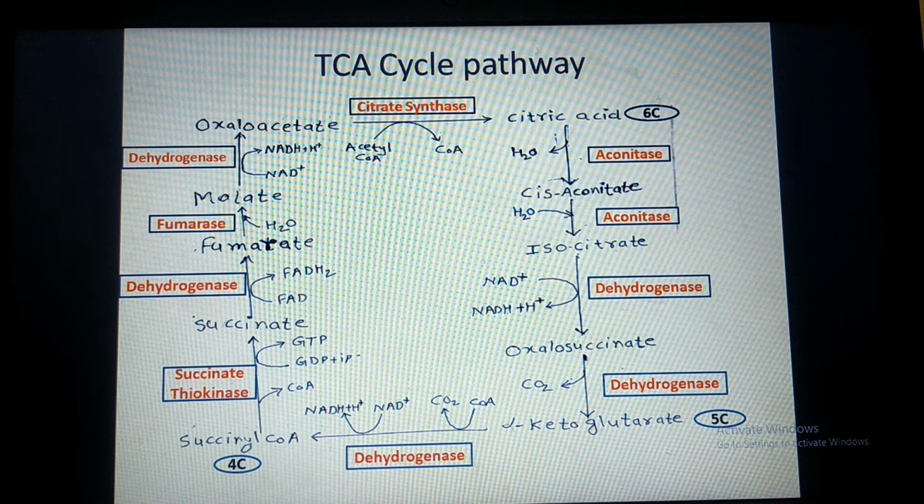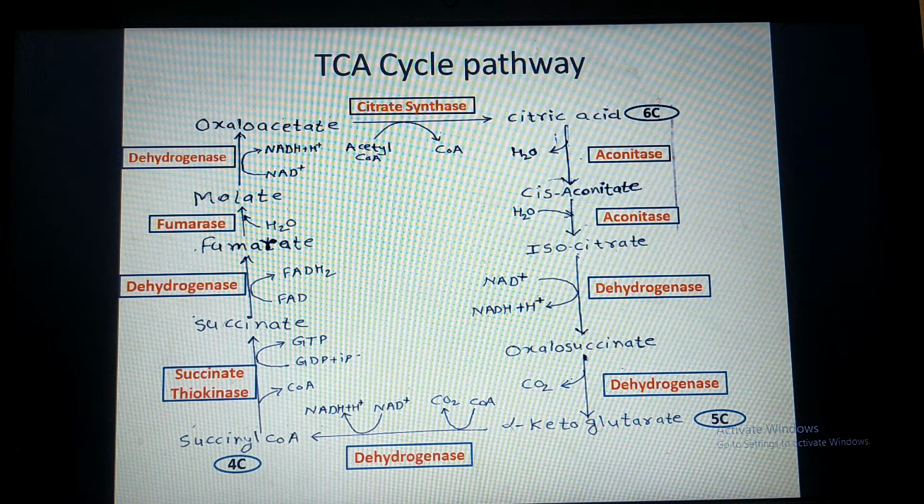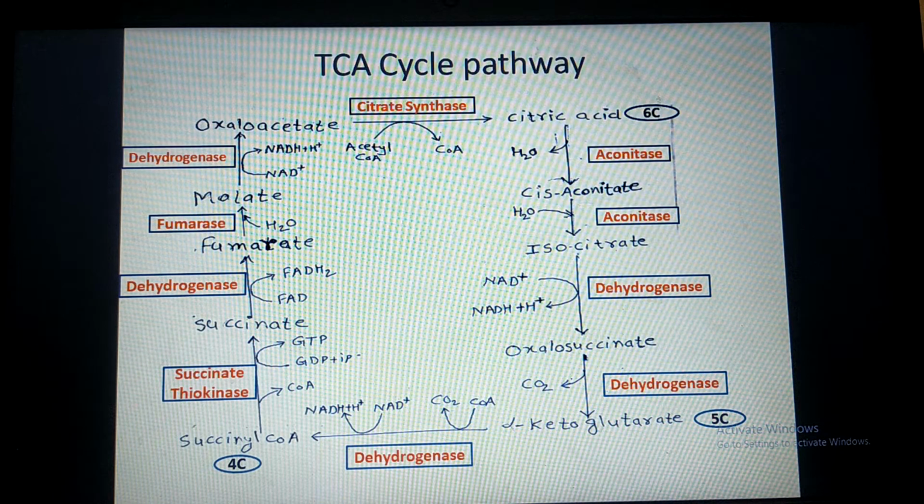Now this alpha ketoglutarate undergoes simultaneous oxidation and decarboxylation by removal of 2 hydrogen atoms and 1 carbon in the form of carbon dioxide with the help of enzyme alpha ketoglutarate dehydrogenase, and the product formed is succinyl-CoA. Here coenzyme A is added in the reaction. The 2 hydrogen atoms which are removed during oxidation steps are accepted by NAD to form reduced NADH.